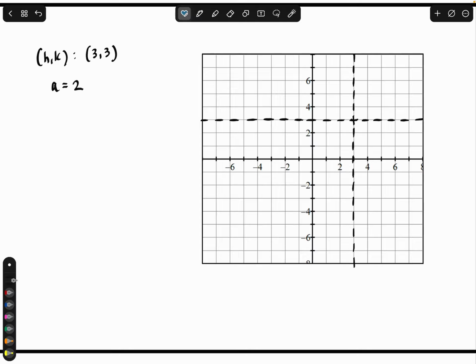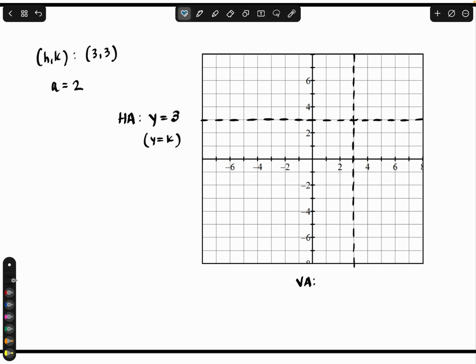So if we look at it here, we have a horizontal asymptote at y equals 3. Remember, that comes from just y equals k, in case you forgot that. And then we have a vertical asymptote.